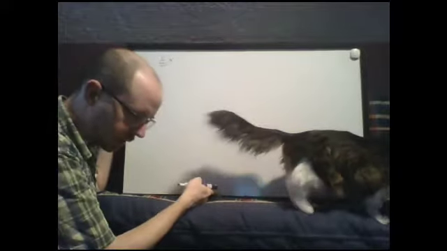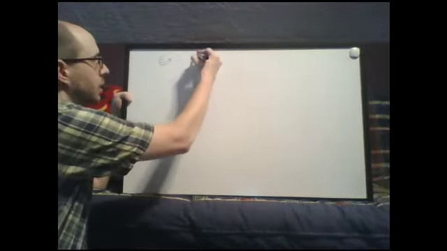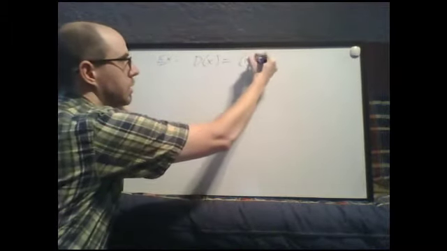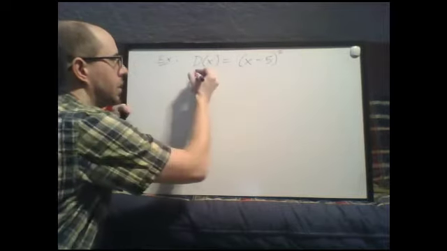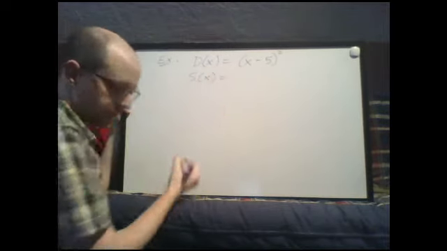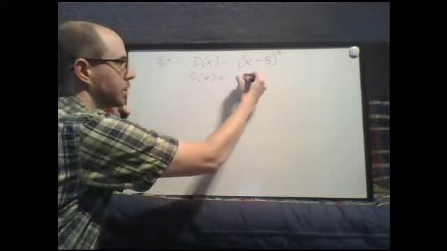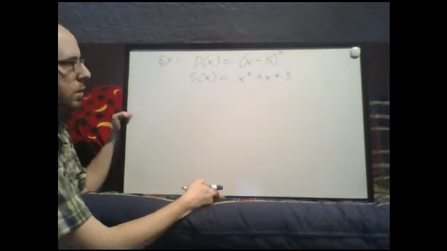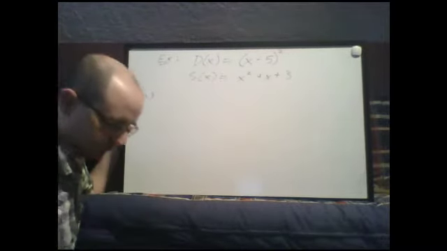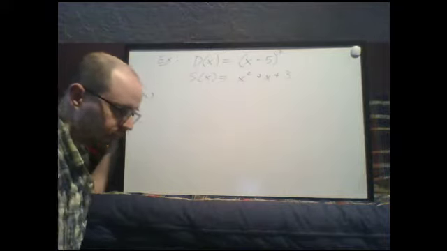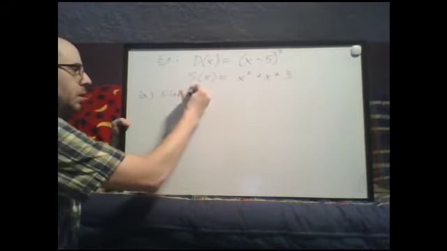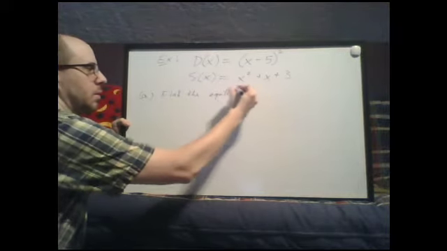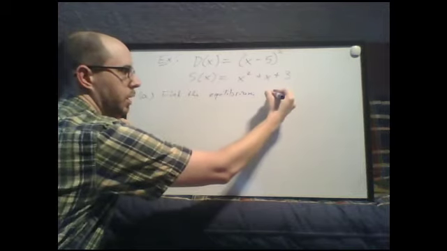All right, I need some supply and demand functions. So D of x equals (x minus 5) squared, and the supply function is x squared plus x plus 3. Okay, so first part of the question, find the equilibrium quantity and price, let's say it like that.